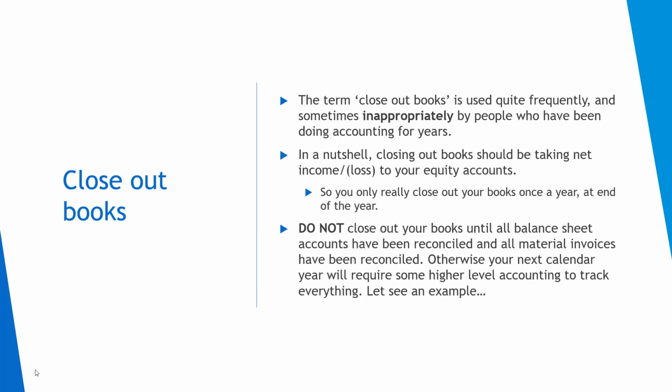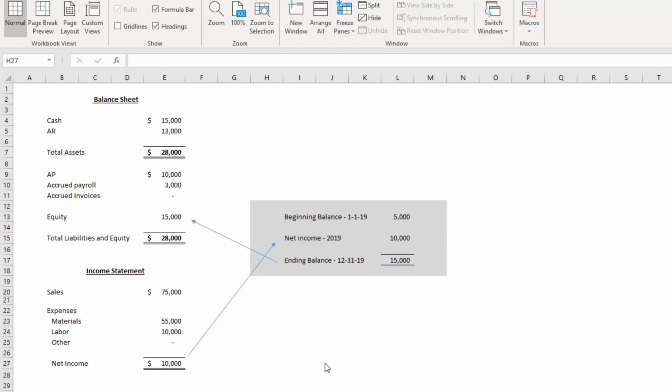That's going to mess up your break even. And again, that's going to mess up your equity. So that's why we want to make sure we don't close our books out too early. So let's take a quick look at an example on this. So here we have an example of what closing out your books looks like.